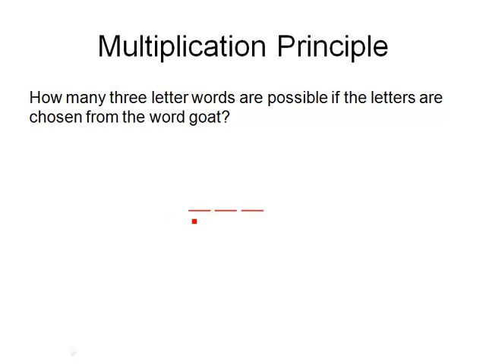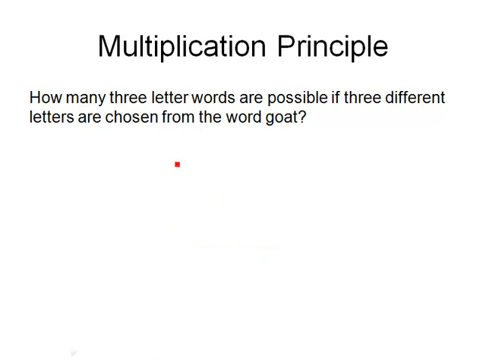So we have three choices because it said three-letter words. And for the first letter, there's going to be four choices, but also for the next two letters, because in this case, I didn't say they had to be different. I didn't say that you were rearranging. You need to read this very, very carefully. So 4 times 4 times 4 gives us 64 different ways to pick three letters from the word goat and to make words out of them.